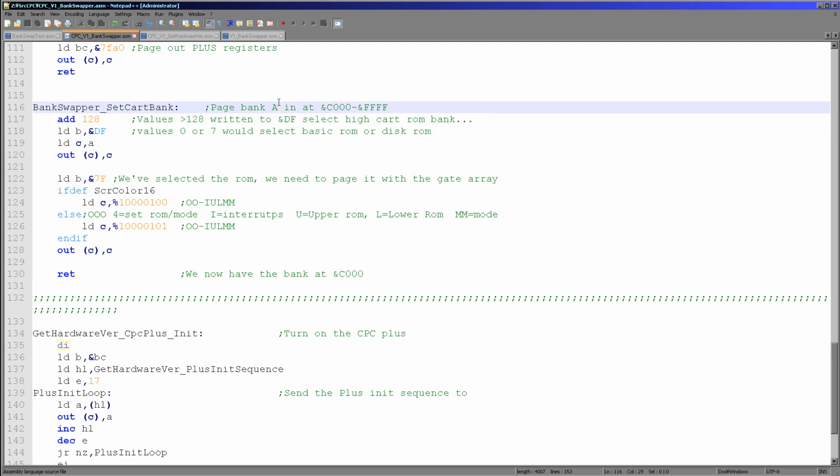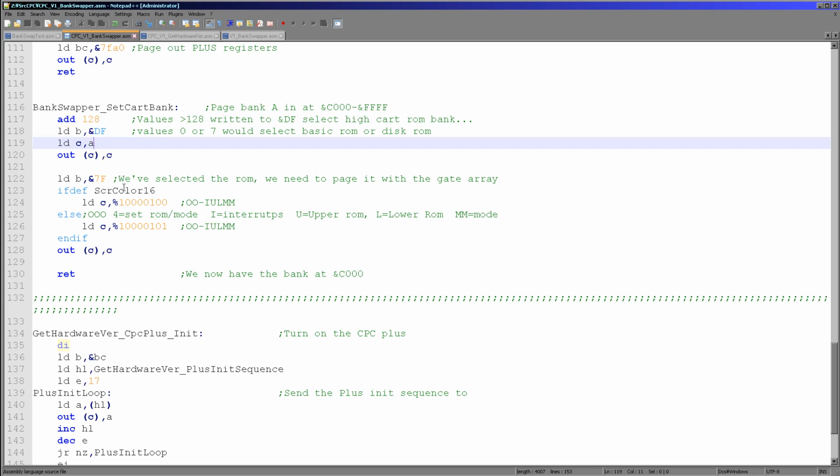So again, we're taking a value in the accumulator. This time it goes into C000 because that's where the cartridge bank goes to. We have to add 128 because we're telling it we want to set it to the high area. We can use any value from 0 to 7 to set the low area, but that would limit us to just 8 banks. So we're going to do the more flexible thing of having all 32 banks, because that's what we'd want if we were writing a game. That gives a full 512K. We set B to DF. We then out the bank number to DF.